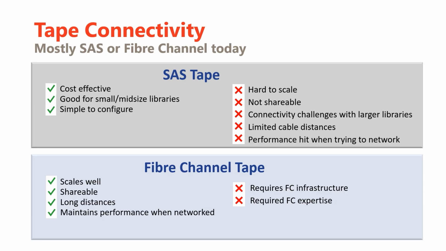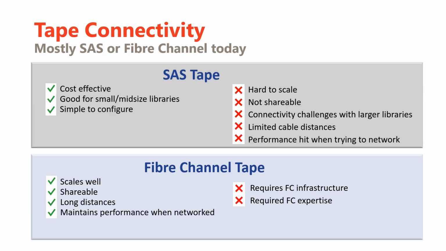Each Fibre Channel tape drive requires at least one switch port connection, which can get costly as your storage requirements grow. So, direct attach SAS is good, but has its limitations. Fibre Channel solutions are more robust, but not everyone has the infrastructure, expertise, or the capital.